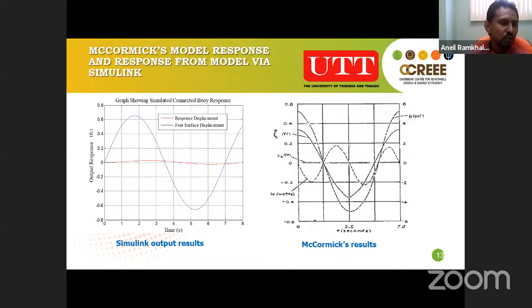We took that model and simulated it on the MATLAB Simulink software, and we compared the results to ensure that our model was producing the same result as McCormick's. You will see his results displayed on the right, and we are looking particularly at the Z subscript B here, which is the heaving displacement. On our model here, our response displacement is this red line. This blue line here is the input wave data. So they were comparable, and for that phase of the project, this part will now be fed into the lab simulator to replicate.